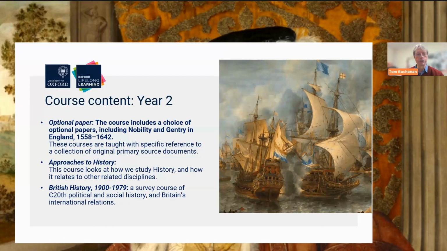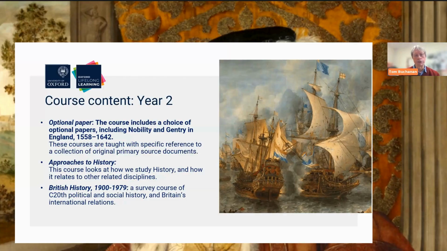Thanks. So as I mentioned, in the second year, we kick off with these optional papers. We haven't currently decided the optional papers for the autumn of this course, but there'll certainly be a choice. One will be the nobility and gentry in England, 1558 to 1642. There will also be a topic in modern history, but that hasn't been decided yet.